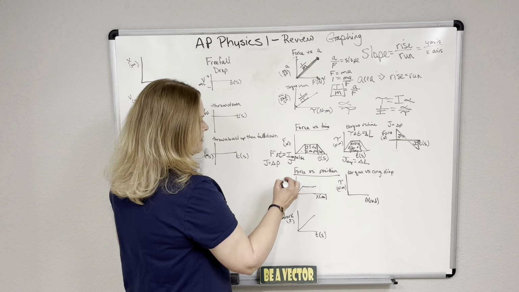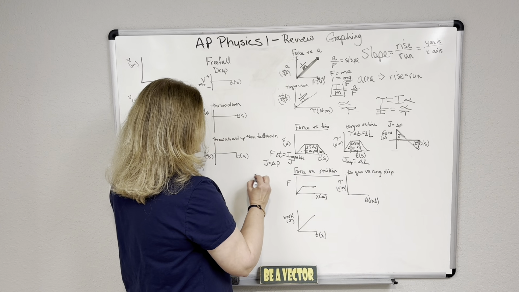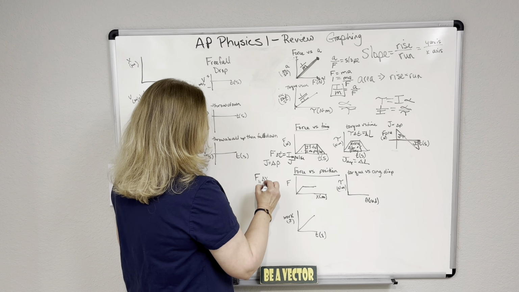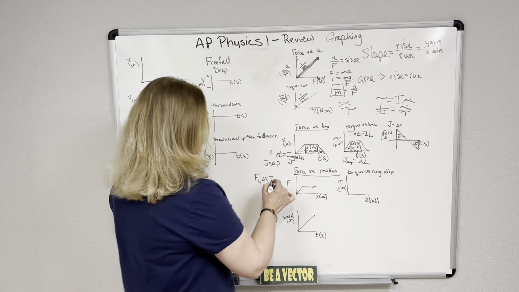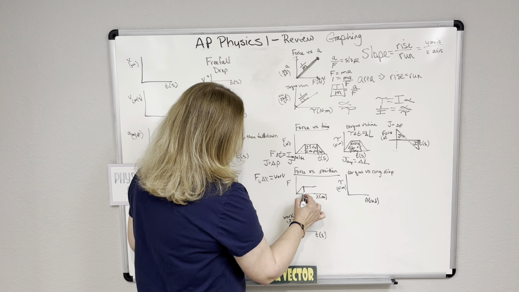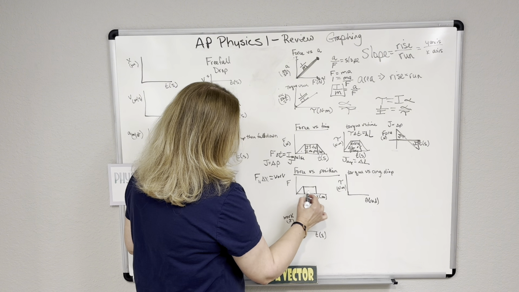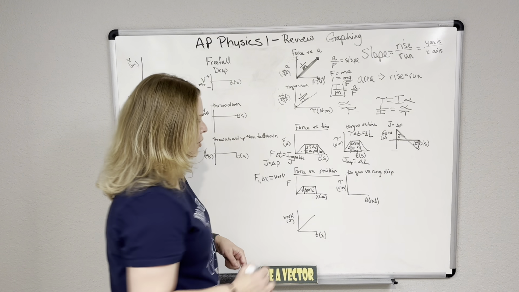Force versus position, I'm going to do the area again of rise times run. So what is force times position? Oh, I'm looking at my equation sheet. That's work. All right, so I know that's work. So that means the area under this is work. How can you do that? You've got a triangle there and a rectangle, and both of these added up would be your total work.